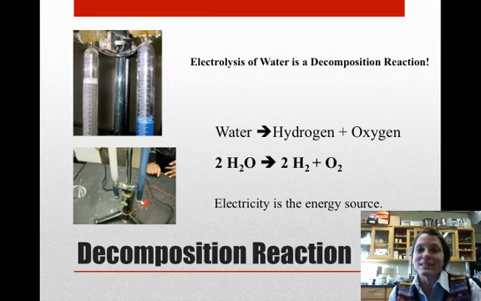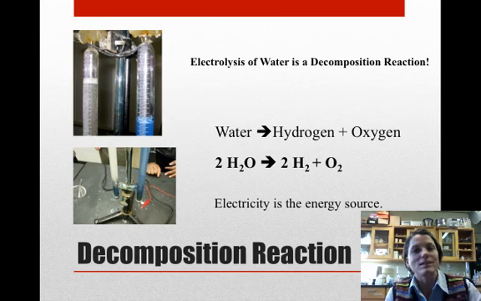So we've already seen a decomposition reaction in lab. The electrolysis of water was a perfect example of a decomposition reaction. We took water and we broke it down into its elements, hydrogen and oxygen. And I love this reaction because you get a beautiful 2-to-1 ratio.